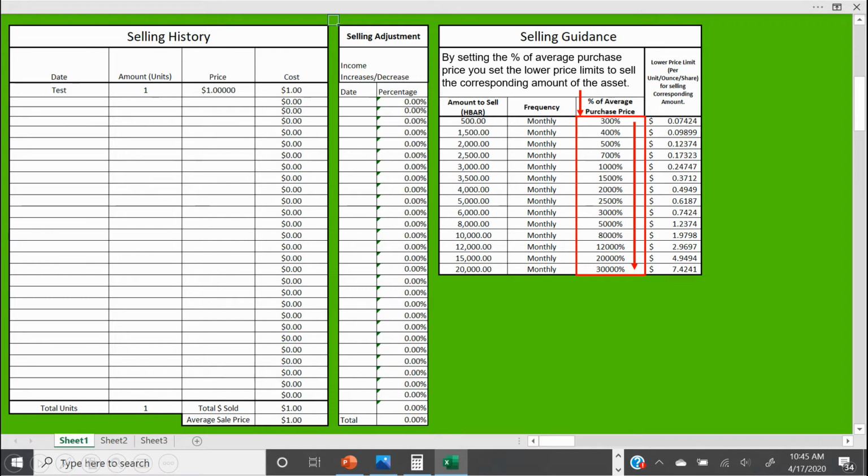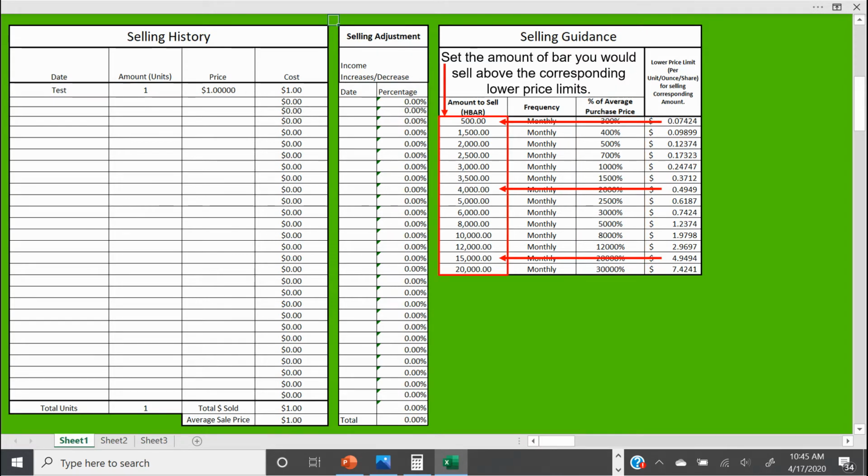Unlike the purchase guidance, which set the upper price limit to buy a corresponding amount of an asset, this will set the lower price limits over which you will sell the corresponding amount of the asset. So if you are using this program to potentially sell H-bar in the future, go ahead and set the amount of H-bar you would sell at these price points. This is where your knowledge of your investment, research, and imagination can help you try to determine where the price might go and how much you would sell if it were to ever reach those heights. It may take some experimentation playing with the percentages and the H-bar amounts to meet your goals, and again, consult your financial advisor before using.